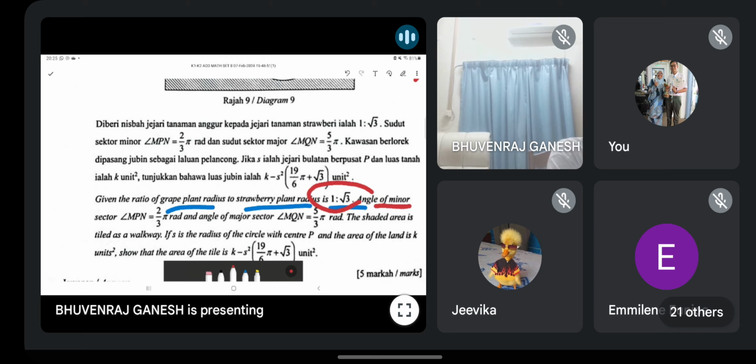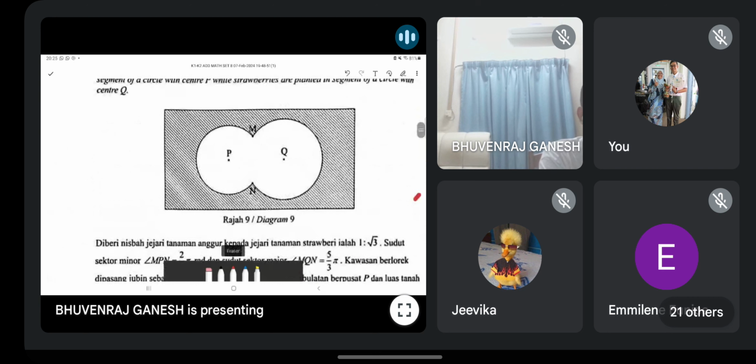So now you see, angle of sector MPN is 2/3 pi. So you need to edit the diagram. Okay, kamu kena edit. So basically, wait, let me draw nicely. This is how it will look like. Sector MPN and sector MQN. Can you see this, guys? Boleh nampak? You have two triangles over here. Okay, kamu ada dua segitiga.